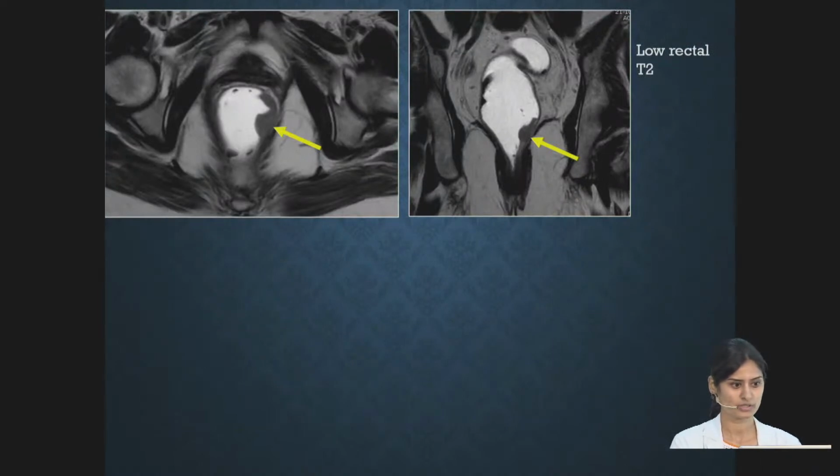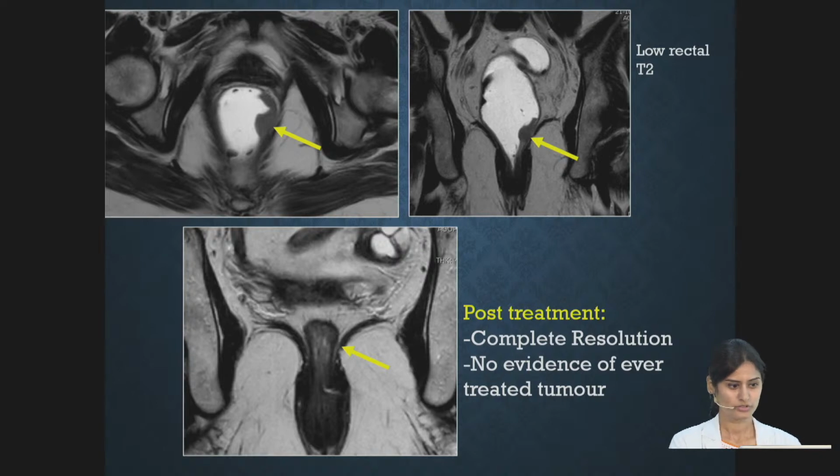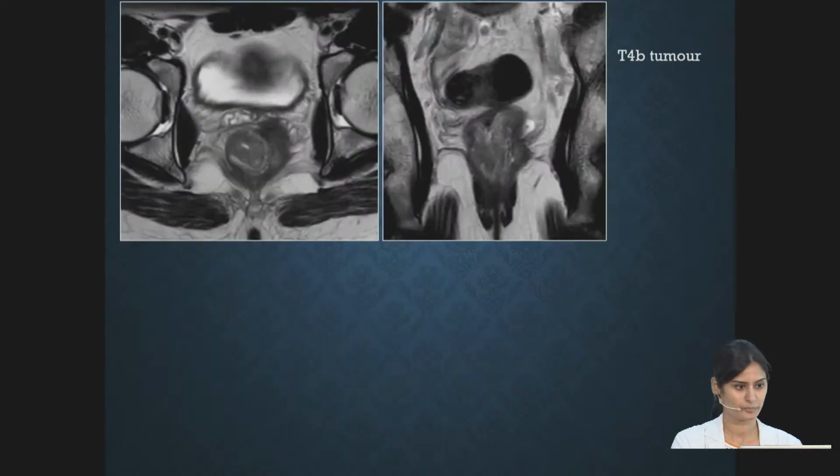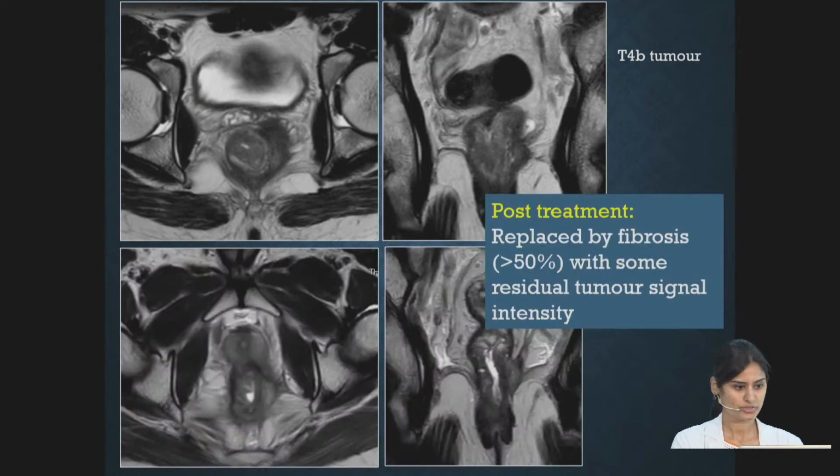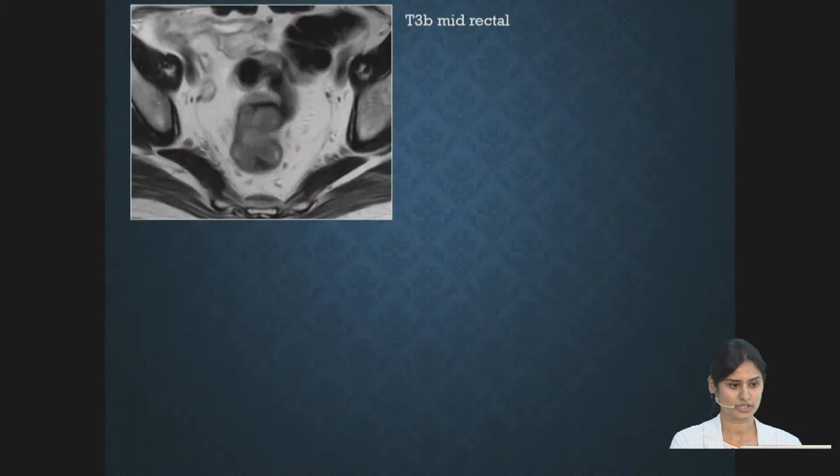The first image shows a small non-circumferential tumor, and the bottom image shows the restoration of normal rectal wall morphology after treatment. Because it was a low rectal tumor, he was considered for neoadjuvant treatment. So there is no evidence of ever treated tumor. So this is TRG1. This is another low rectal tumor with T4B status, and post-treatment predominantly tumor replaced by fibrosis. There is some residual tumor intermediate signal intensity component, and so this is viable tumor, TRG3.